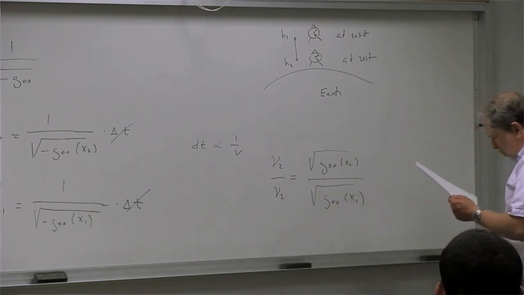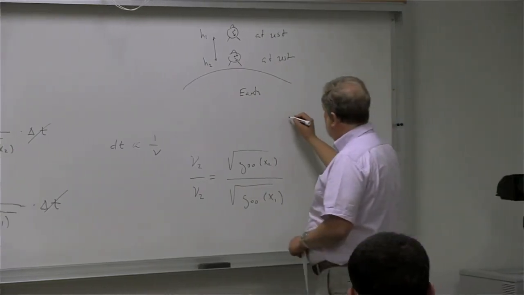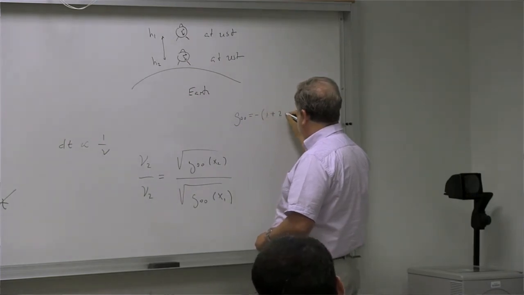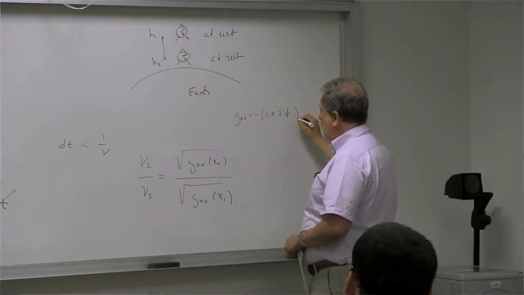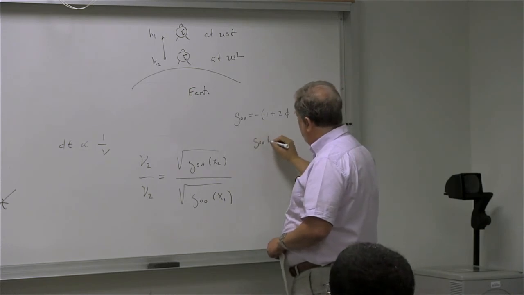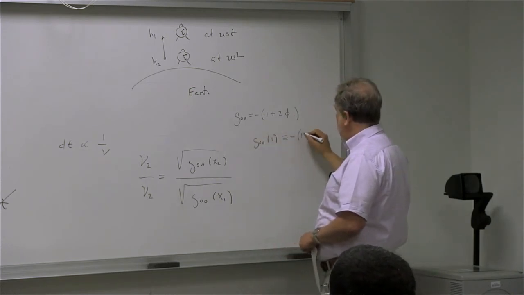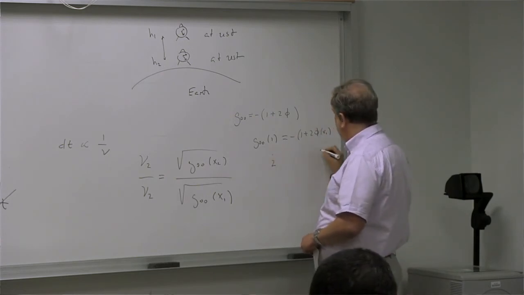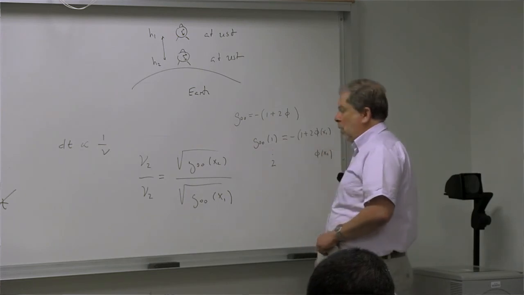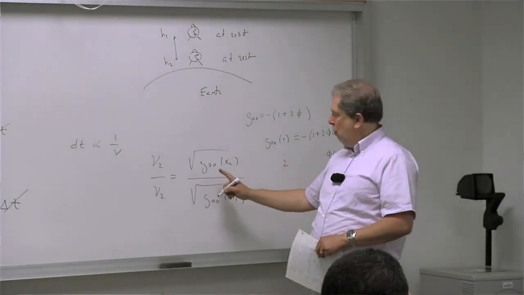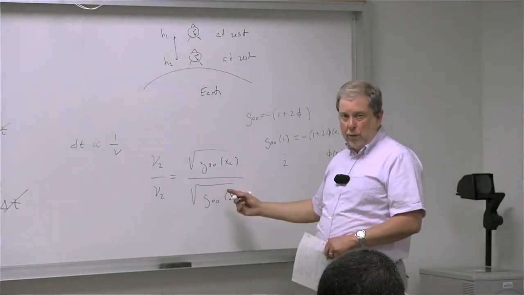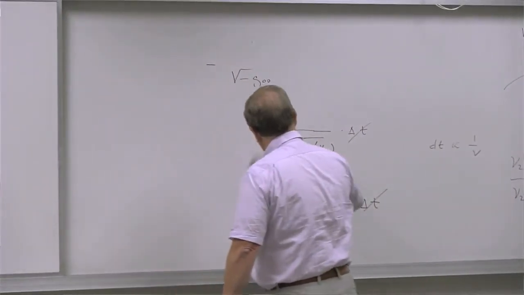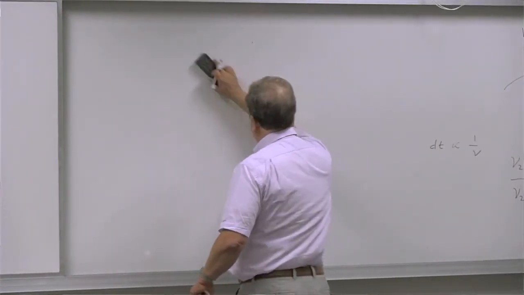And what we can now do is write g naught naught, remember, is equal to minus 1 plus 2 phi, right? So g naught naught at 1 is equal to minus 1 plus 2 phi at x1, and similarly for 2, phi of x2. And so we have the square root of 1 plus 2 phi 2 divided by 1 plus 2 phi 1, which we Taylor expand because phi is small. And we just get the ratio of frequencies, right?